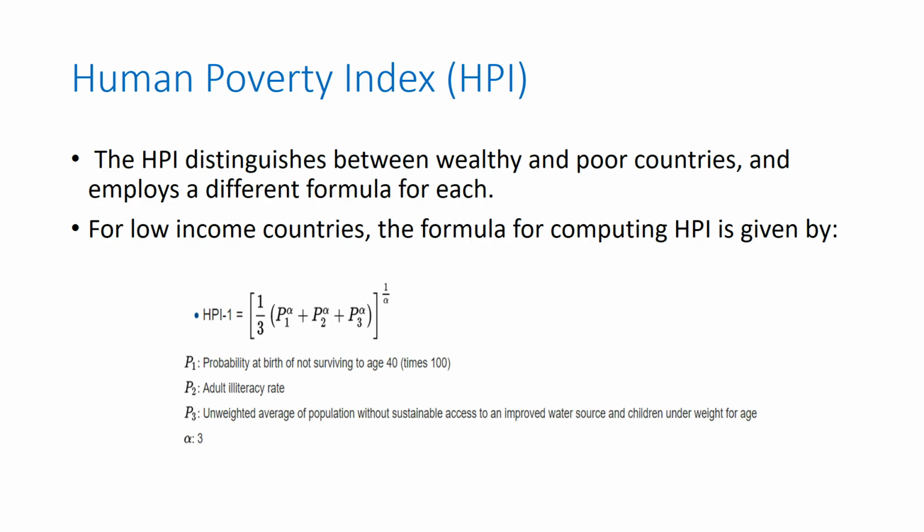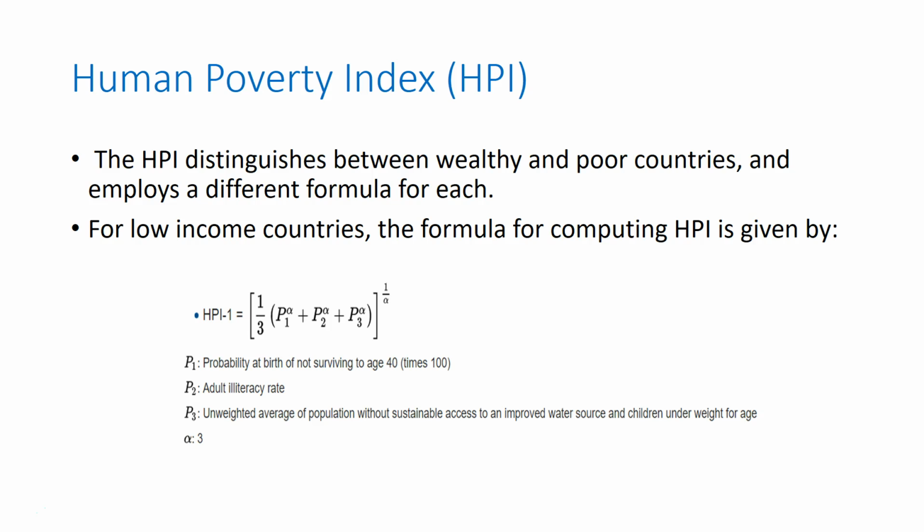You can go into detail about the formula if you want, but all I really care about at this stage is that it looks at essentially three things to be measured. It's looking at the probability at birth of not surviving to age 40. That's P1. Someone had decided that 40 is going to be the magical cutoff for lifespan that we care about. If you make it past 40, you're great. You've beaten most people in your society.